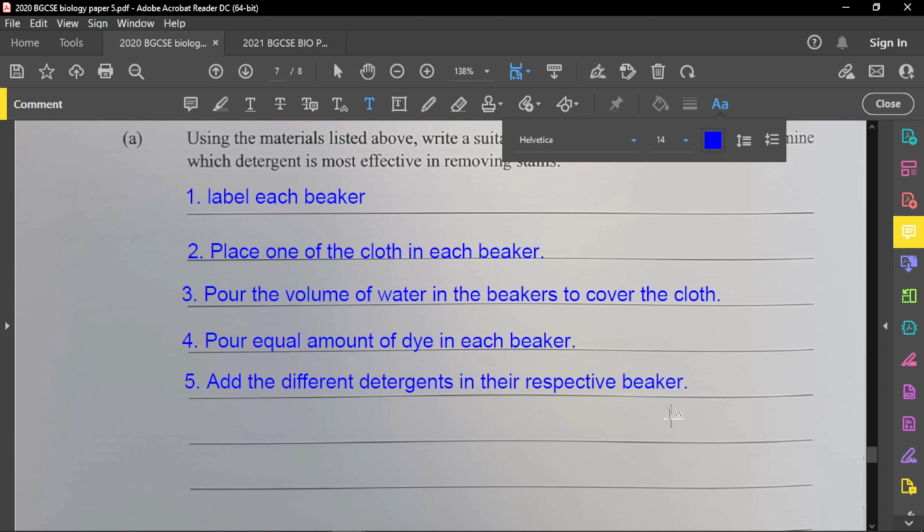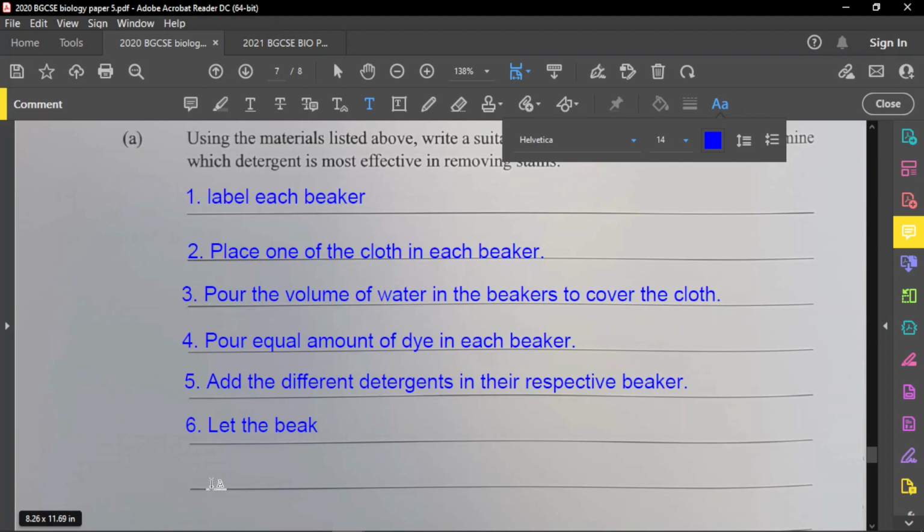All right. So once you have done that, the next thing you want to do, which is our next point, 6th point. After you do that, you're going to let the beakers sit for a specific time. Before I even start doing that, I need to stir.